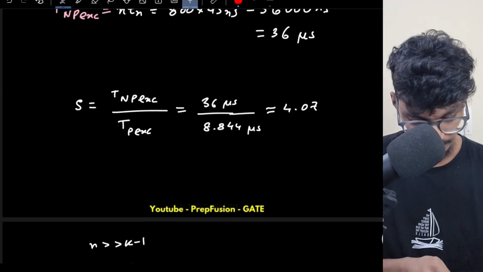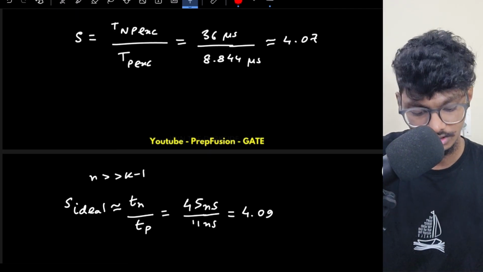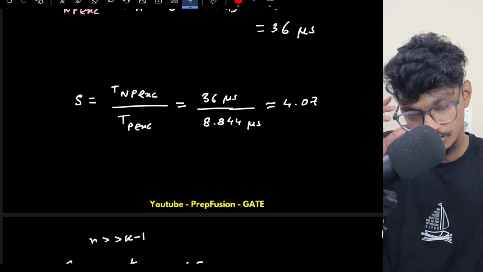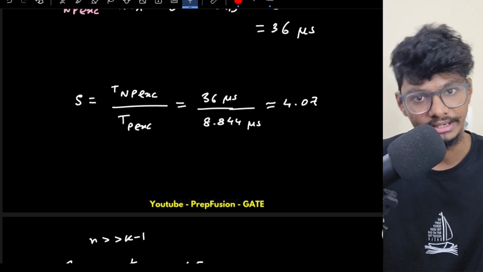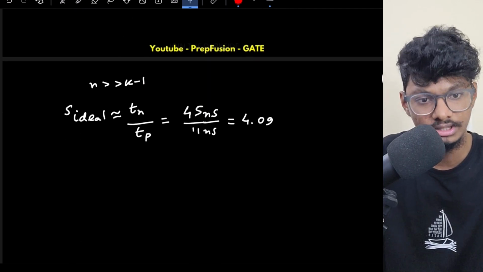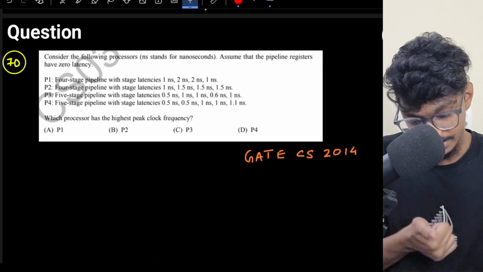We are very close to our ideal, but it is not greater than that. Obviously we cannot go beyond our ideal speed up ratio. So I have compared my ideal speed up and the speed up achieved. This is also a term known as pipeline efficiency. Pipeline efficiency is speed up achieved by speed up ideal. Okay, how much closer I am to my ideal speed up. The closer, the more efficient the pipeline. Let's do the next question.